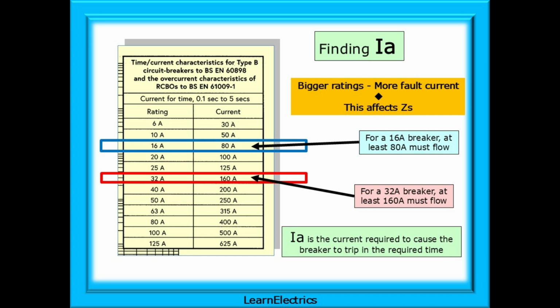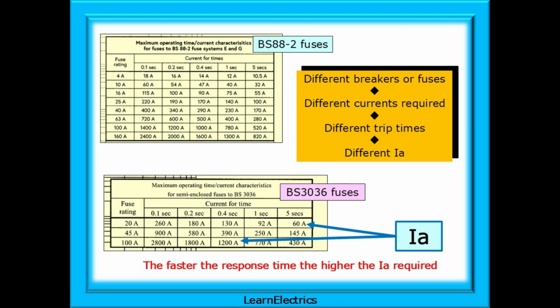For a 16 amp device, IA is 80 amps. For a 32 amp breaker, IA is 160 amps. Different breakers or fuses will have different currents required with different trip times and a different IA. The faster the response time, the higher the IA required.